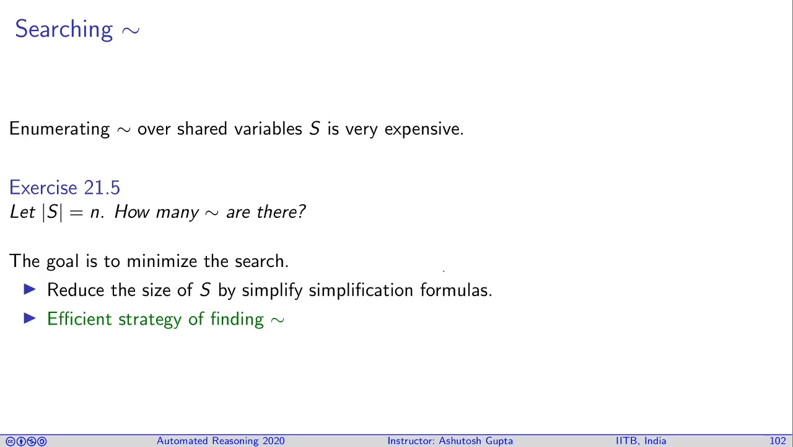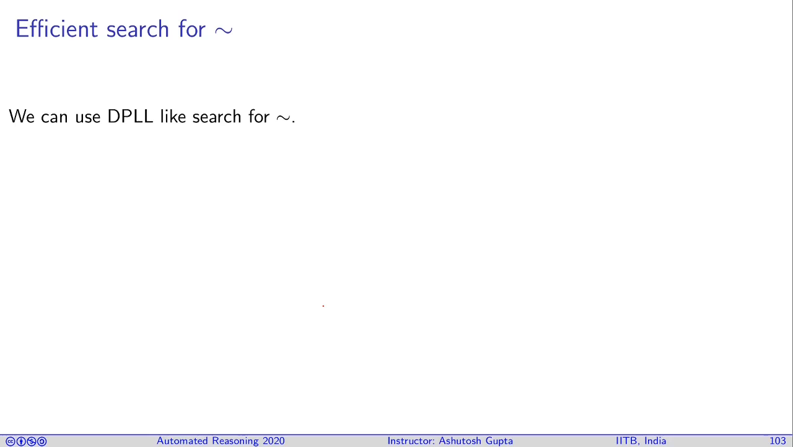So first, decrease the size of S. You try to make sure that the least number of common variables are found, and if two of them are equal, they are replaced as soon as possible. The second is that you want to find an efficient strategy. An incremental strategy: you build incrementally, and if something goes wrong, you backtrack. Not enumerating each one of them explicitly.